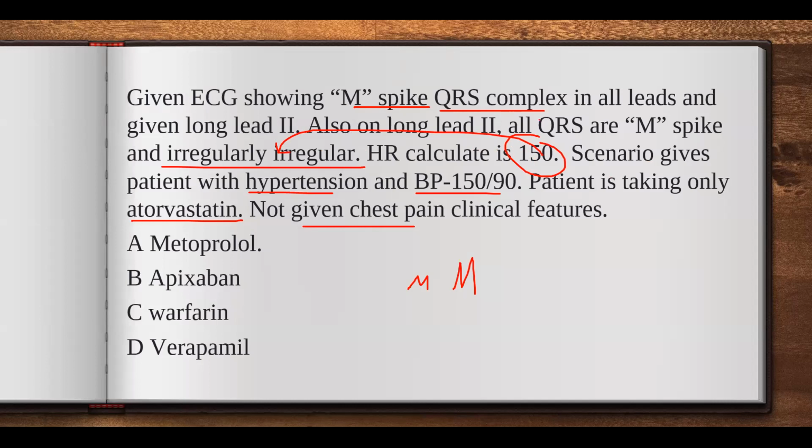AF only gives this high heart rate with the irregular rhythm. So you say atrial fibrillation, and the patient is fine, the patient is not unstable. For an atrial fibrillation patient, what is your initial treatment? That's their question, okay? Metoprolol, which is the beta blocker, apixaban, warfarin, verapamil. So our initial treatment will be beta blocker, which is metoprolol.